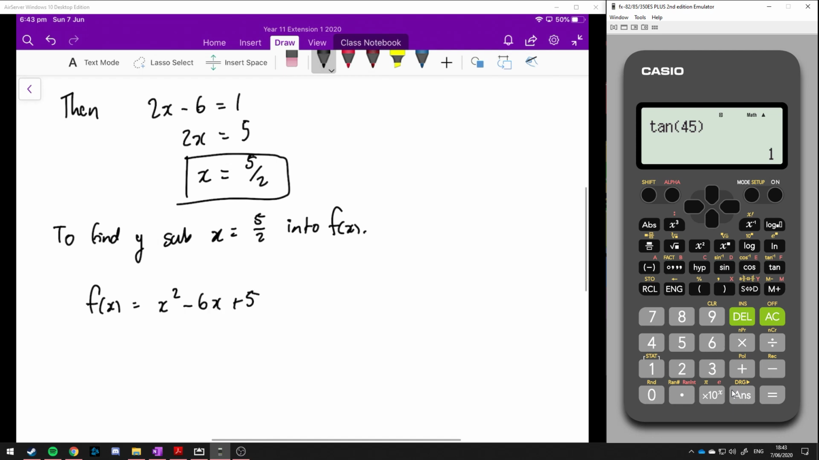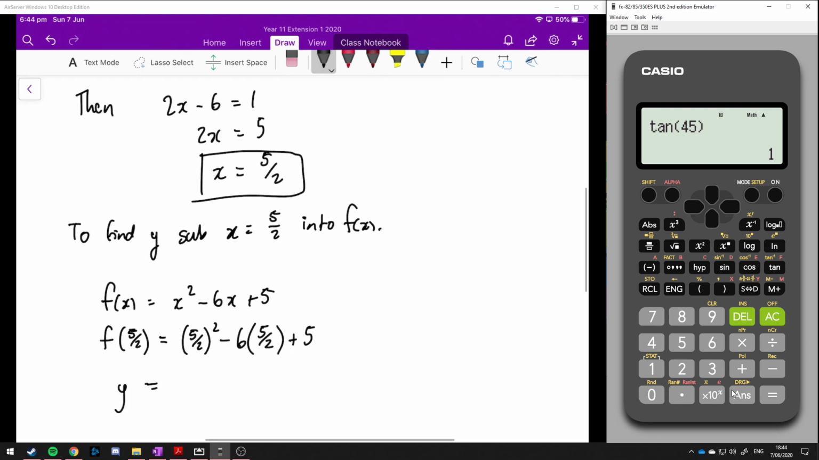It is important that we put it back into the original function because remember our gradient is a different function and it could correspond to a different y value. The x values are always good, but the y values are where we have the issues. So we're going to substitute 5 over 2 into this. We get 5 over 2 squared, where our x squared term is, and 6 lots of 5 over 2 for our 6x term, and plus the 5. And so this is what our y value is equal to at x is equal to 5 on 2.